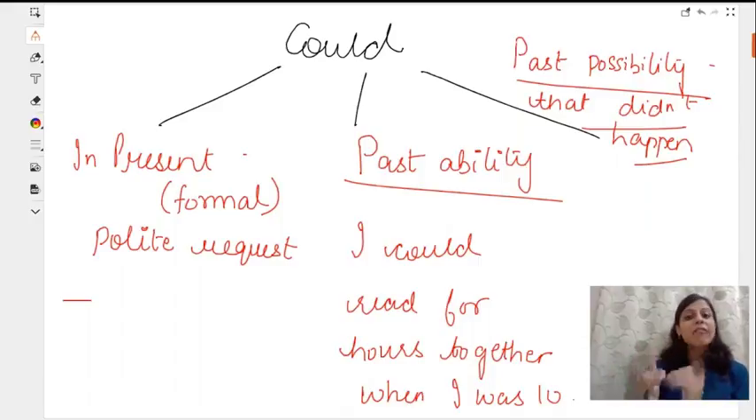Right? And then if I have a past ability, if I ever had some ability in the past, for example, I say I could read for hours together when I was 10 or maybe when I was 11. Again, there was a past possibility, right? And then I have another case where I can use the modal could. It's a past possibility, right? But that didn't happen. We come across this modal could when we happen to reach our school. The teacher comes up and she tells us, you could have done this, you could have done your homework, right? You could have spared some time, right? So that's the case where I use the modal could, right?